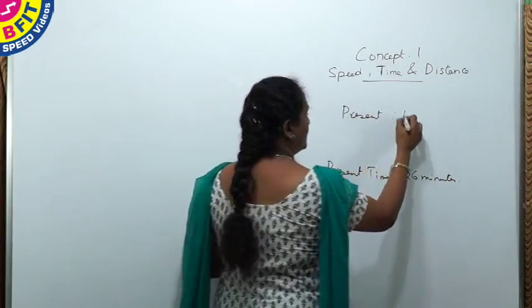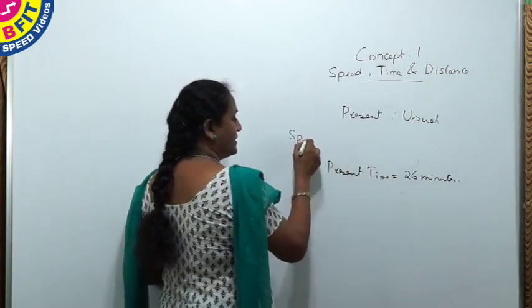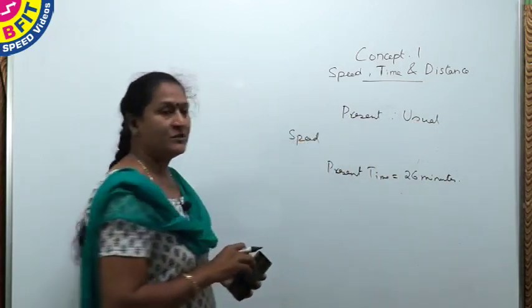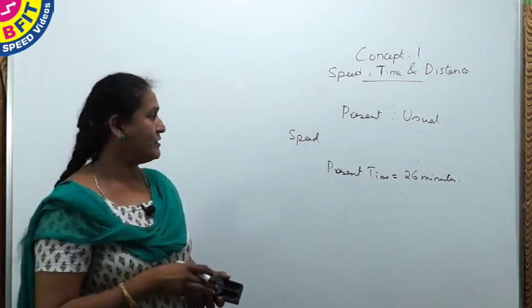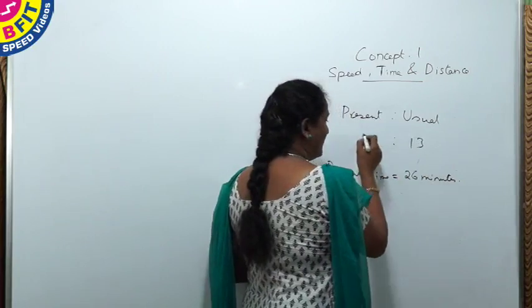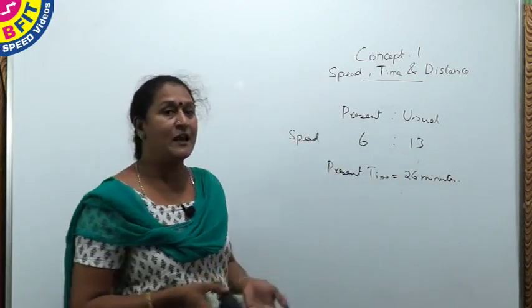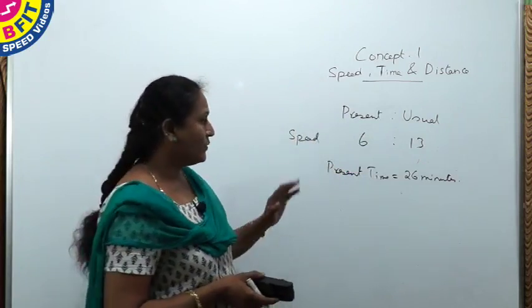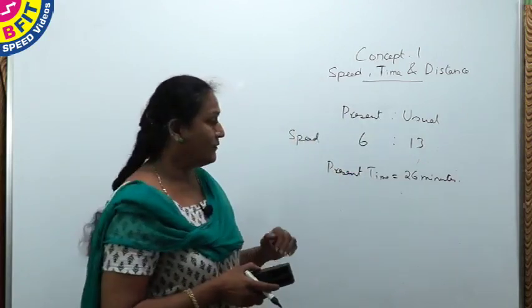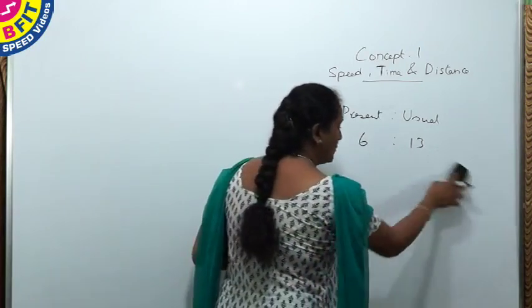So present is to usual. Here speed is given. Speed is 6/13 of the original speed. So earlier it was 13 parts, now it is 6 parts. So speed has reduced. It means that the time taken is more. So it will take more time than the original time. So what will be the time taken ratio?